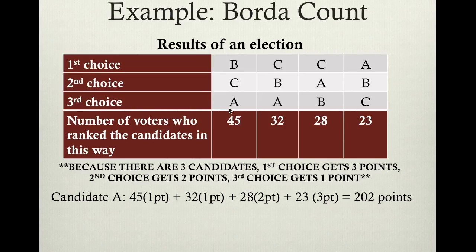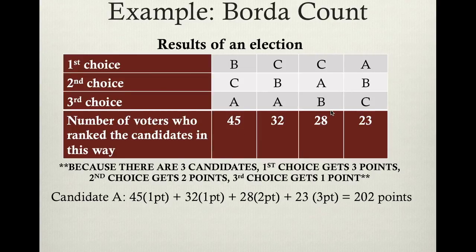Well, in the first column, candidate A gets third choice, so only 1 point, times the 45 people who put them there. So 45 times 1. In the second column, A is again third, so 1 point. 32 people put A in third here, so it's 32 times 1.